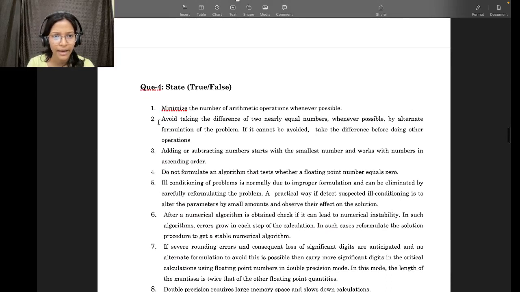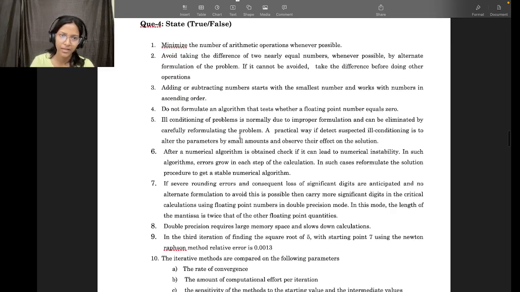Now moving to the second statement, that is: avoid taking the difference of two nearly equal numbers whenever possible by an alternate formulation of the problem. If it cannot be avoided, take the difference before doing other operations. It is also true.